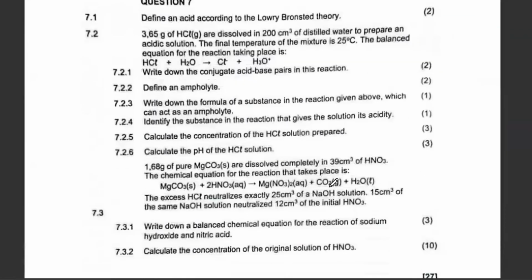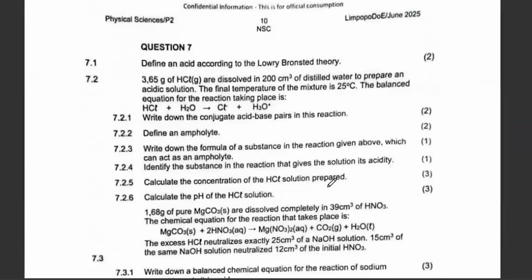That's it. Then question number 7, define the term acid. Acid is a proton donor based on Lowry. It's a proton donor. Then they are saying that 3.65 grams of hydrochloric acid react with 200 cubic centimeters of water to prepare an acid solution. The final temperature of the mixture is this.